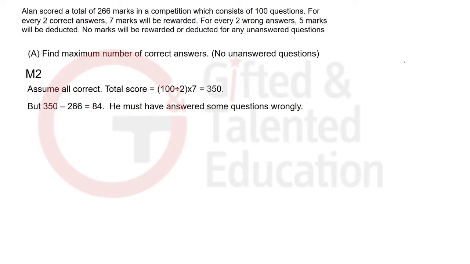have answered some questions wrongly, resulting in a loss of 84 marks in total. So our goal is to find the number of questions answered wrongly. From there, we can find the number of questions answered correctly. So suppose I replace 2 correct answers with 2 wrong answers. There would be a loss of 7 plus 5 equals 12 marks.